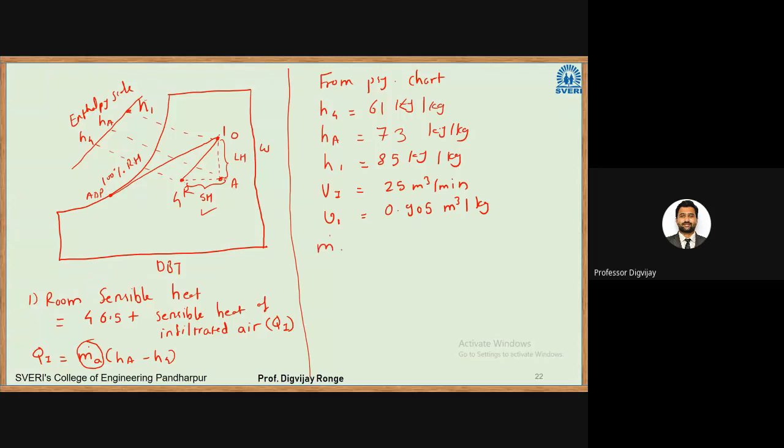Then we can easily find out the mass flow rate of infiltrated air. That will be V1 divided by specific volume v1, so 25 divided by 0.905. That will be your mass flow rate. This is meter cube per minute, and this is meter cube per kg, so whatever unit we get, that will be kg per minute. Okay, so calculate 25 divided by 0.905.